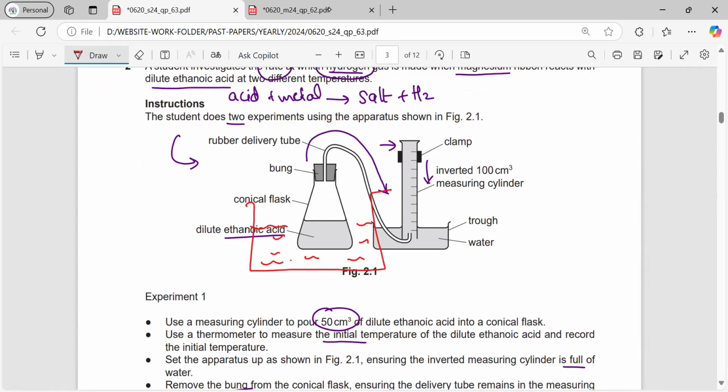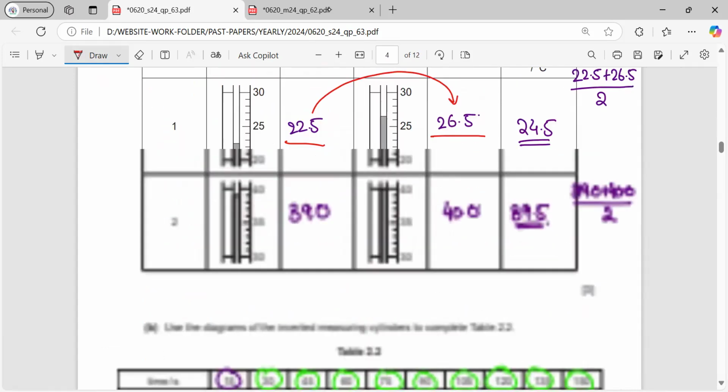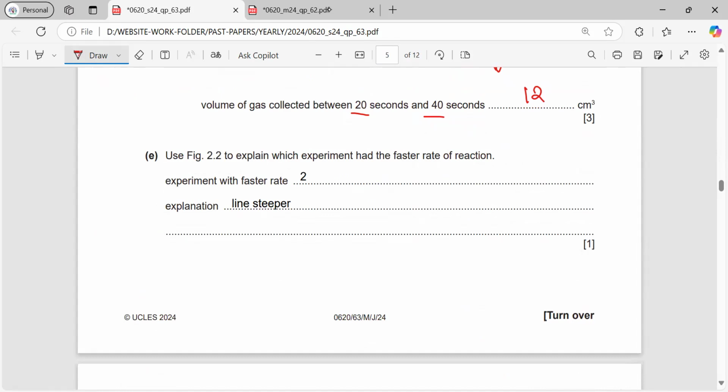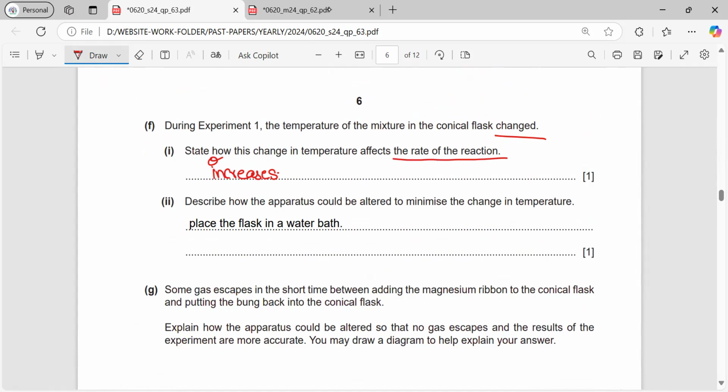So the temperature change can be reduced by placing it in a water bath at the start of the reaction, to maintain the temperature. So we'll place the flask in a water bath.